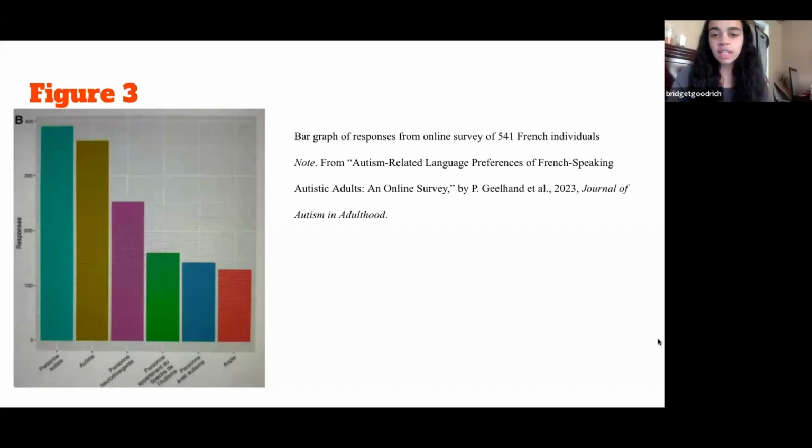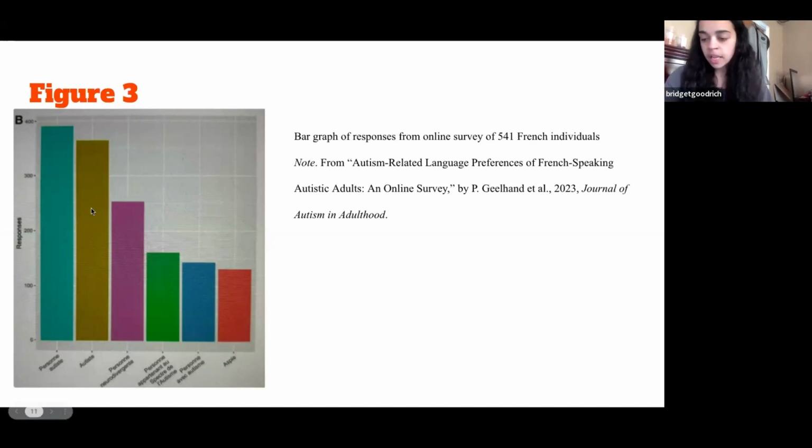Okay, so this is a bar graph depicting the results of the French study that Cameron was talking about. So this was another forced choice task language preference survey with 541 French participants who all had an ASD diagnosis. So the first one that most participants ranked as their first choice to be referred to, 397 of participants ranked the French version of autistic person as their #1 descriptive term.